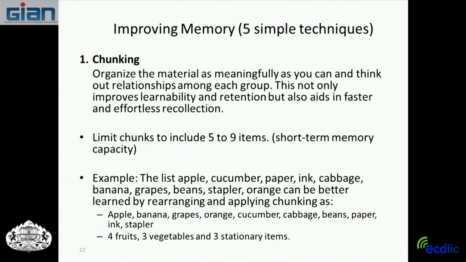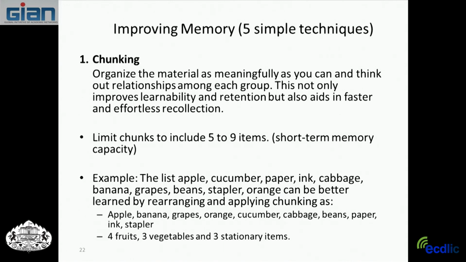Okay, so you might ask, how can I improve my memory? I'm going to give 5 simple techniques that I found that can help in strengthening or improving our memory. One of these techniques is called chunking. Chunking is the organization of material as meaningful, so that you can think about relationships among each group. This not only improves learnability, but retention, and helps aid in faster and effortless recall. So limit the chunks to 5 to 9 items, partly due to short-term memory capacity.